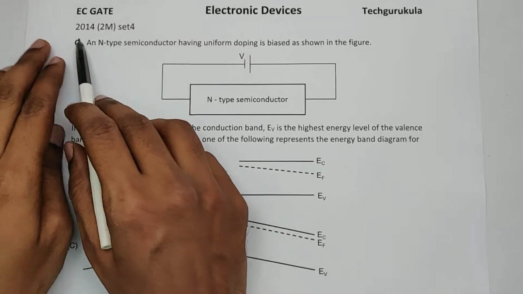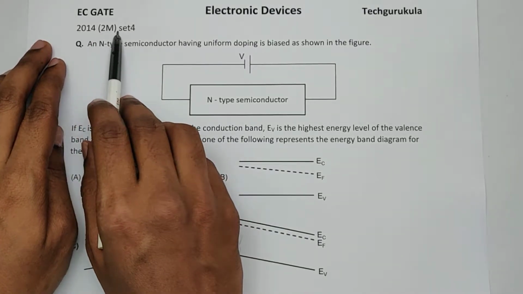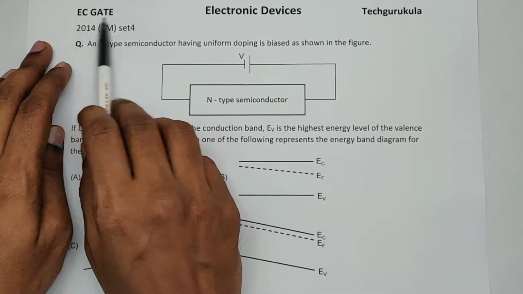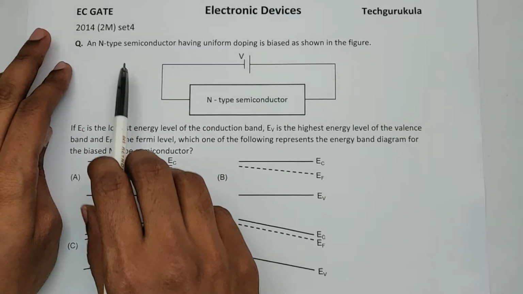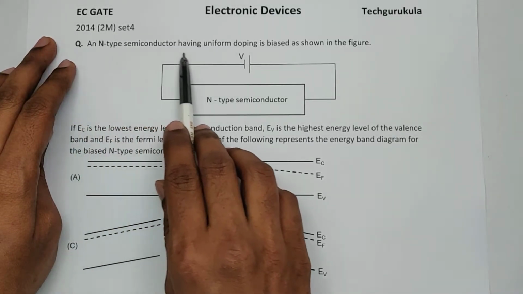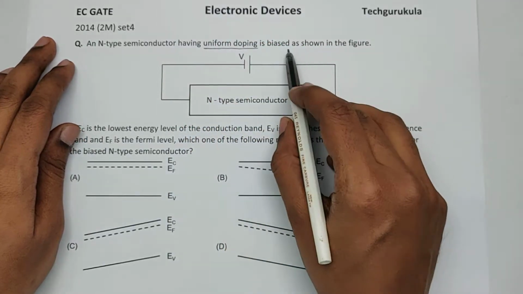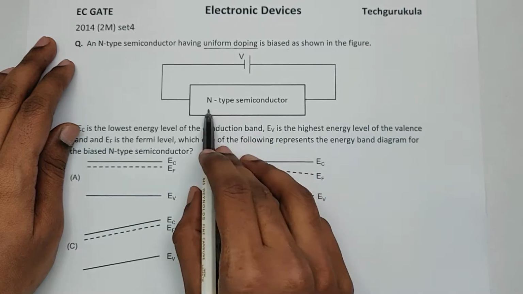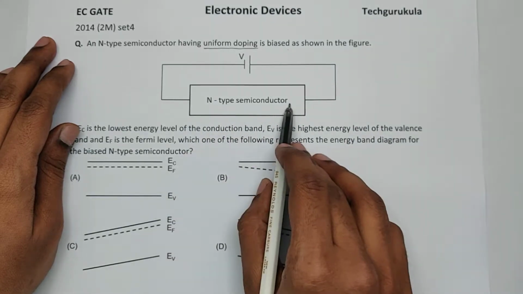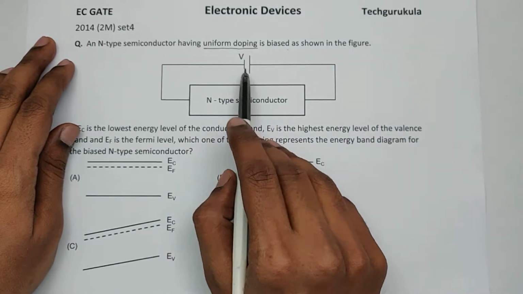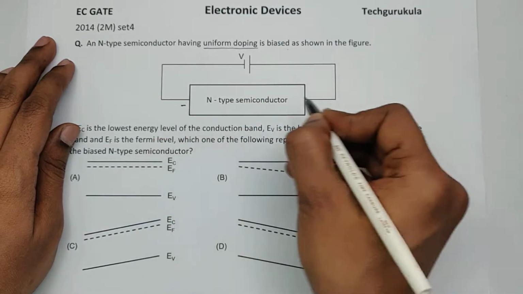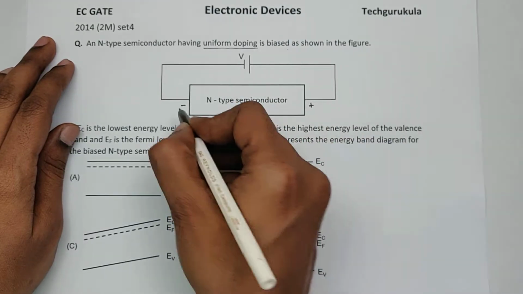Hi guys, this question is given in 2014 for 2 marks in set 4 for EC GATE. So let's see the question. An n-type semiconductor having uniform doping is biased as shown in the figure. So this is a uniformly doped n-type semiconductor which is biased this way. So this side potential is negative, this side the potential is positive.